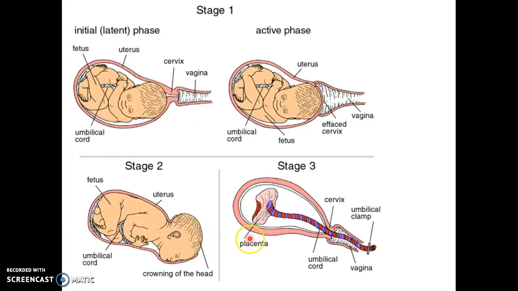The baby is born. Once the head is out, the rest comes very easily because the head is the biggest part of the baby. And in the final stage, what happens? This is very, very important. Most of you forget. Stage 3 is the last part of the birth, of the labor, when the placenta and the whole rest of the umbilical cord is expulsed.